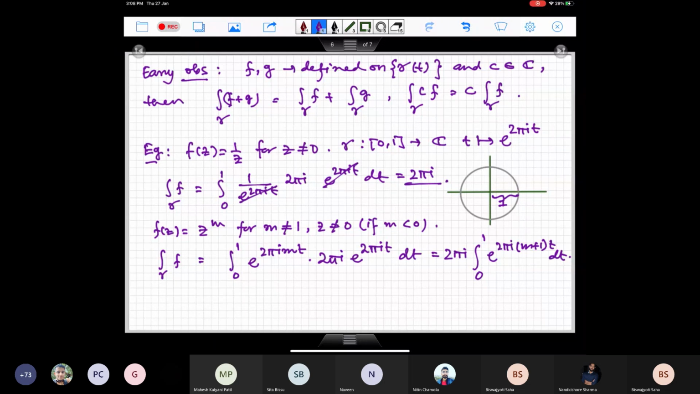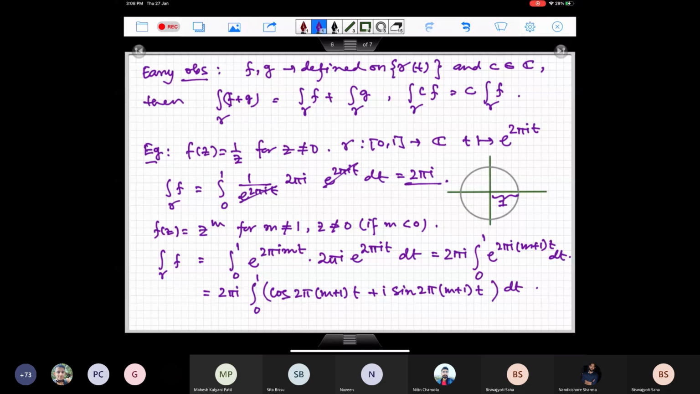Yes, sir. Okay. Now, what do I have? What can I say about this integral? This is a complex function, so let's break it into two parts, real and imaginary: cos of 2 pi (m plus 1) t plus i times sine 2 pi (m plus 1) t, dt.